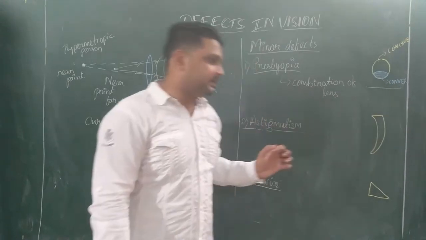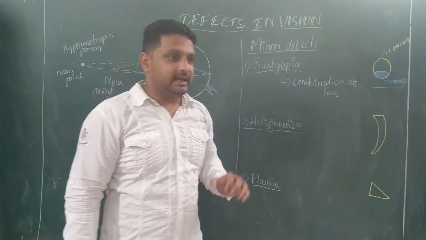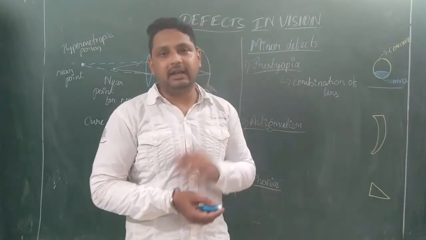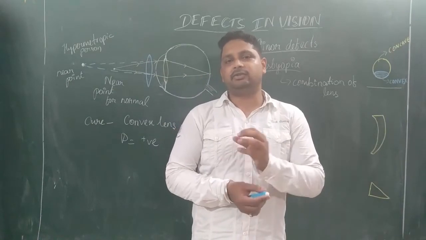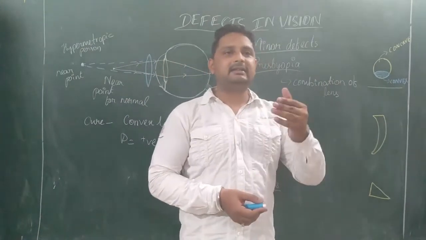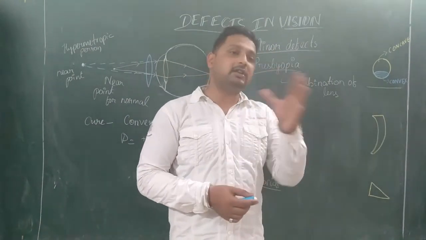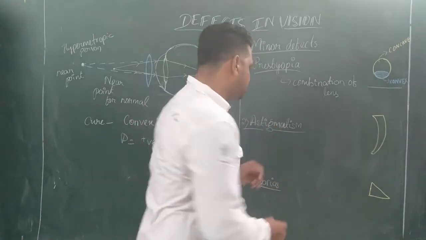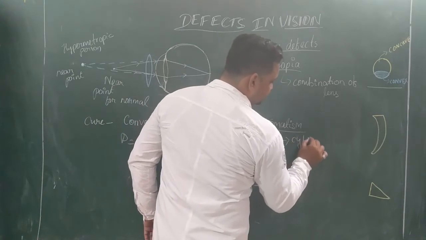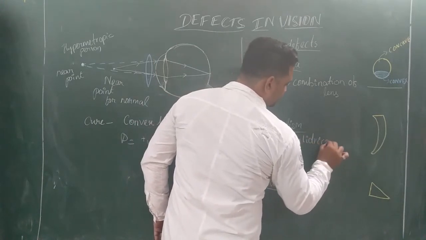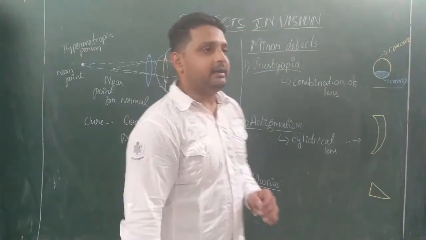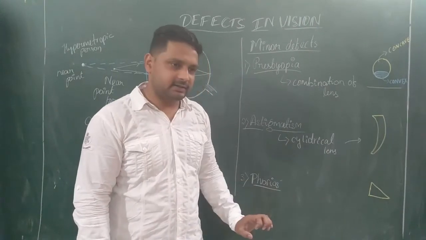Presbyopia. Another minor defect is astigmatism. Astigmatism is a kind of problem which occurs generally due to a problem in the cornea. Due to the problem in the cornea, the person cannot see an object in the vertical or the horizontal plane. And this problem, astigmatism, is generally solved by using cylindrical lenses.